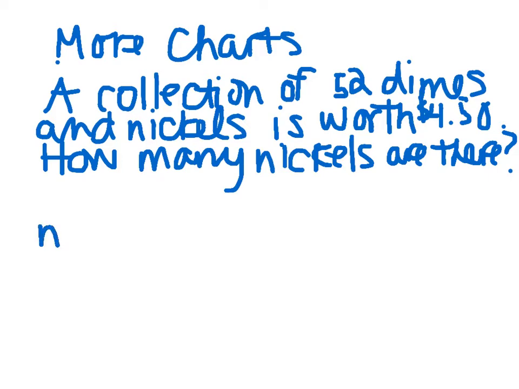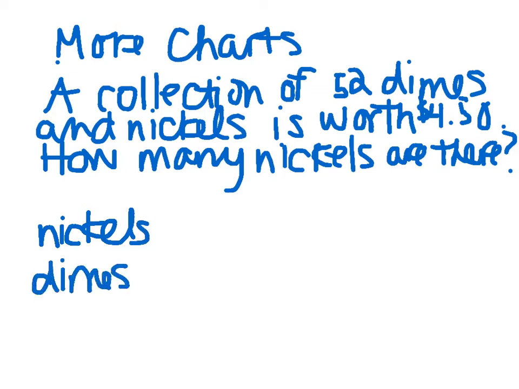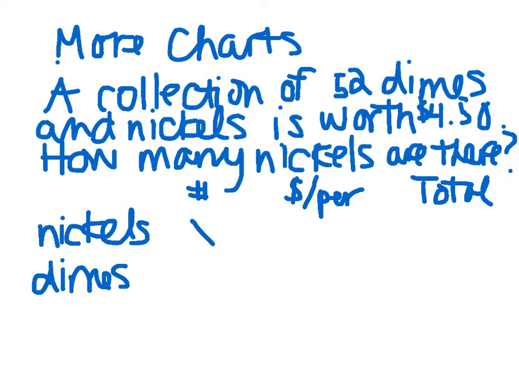Well, of course, what we don't know are nickels and dimes. And just as we've been doing, if I know how many there are, and I know how much each one is worth, then I can figure out the total amount of money there is. The problem asks for how many nickels there are, so we're going to have nickels be represented by X.